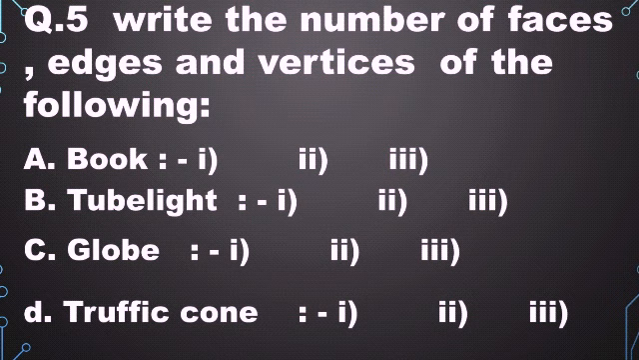You know that we have discussed these three terms, faces, edges and vertices, in 3D shapes. In 3D shapes we have discussed different types of shapes like cube, cuboid, cylinder, cone and sphere. So first of all you need to know which kind of shape it is. Here I have given the object names like book, tube light, globe and traffic cone. So you have to write the number of faces, edges and vertices.